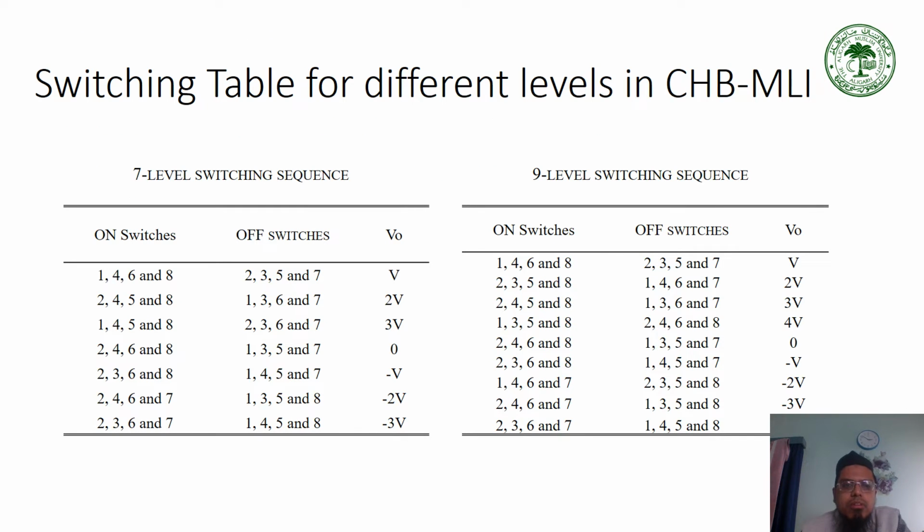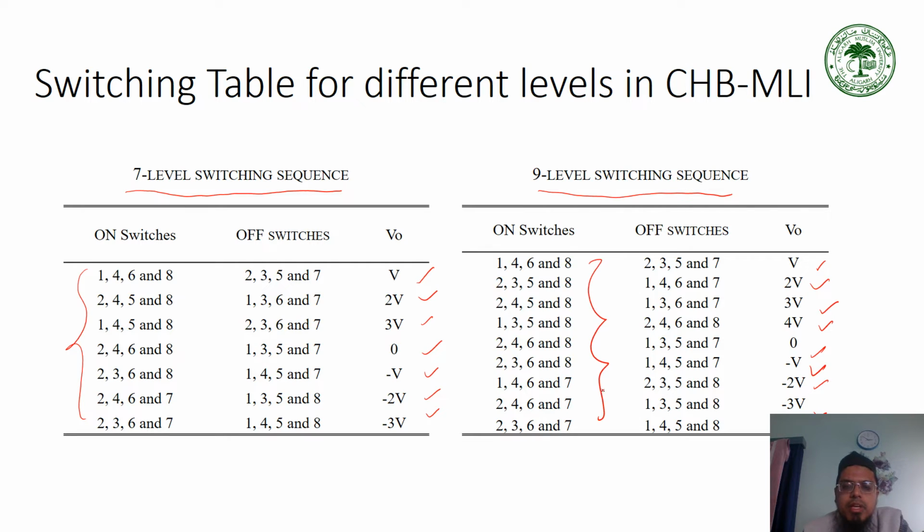Okay, now coming to the switching table. In the 7-level inverter and 9-level inverter, you need to follow these switching schemes in order to obtain these output voltage levels in the output voltage waveform. Similarly for 9 level, you have to follow this scheme. Here 1, 4, 6 are the switch numbers. Okay, fine.